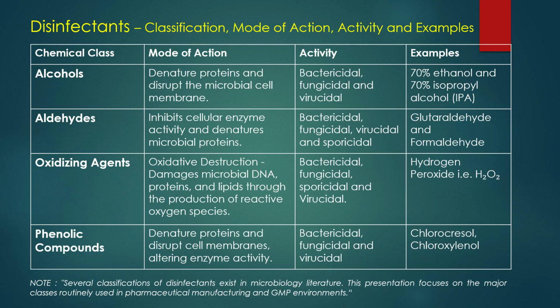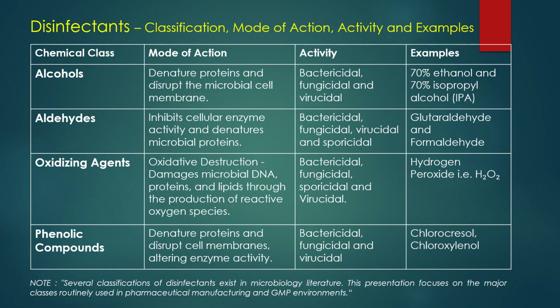Oxidizing agents such as hydrogen peroxide cause oxidative destruction. They damage microbial DNA, proteins, and lipids through the production of reactive oxygen species. Their activity is bactericidal, fungicidal, sporicidal, and virucidal. Phenolic compounds such as chlorocresol and chloroxylenol denature proteins and disrupt cell membranes, altering enzyme activity. They are bactericidal, fungicidal, and virucidal.